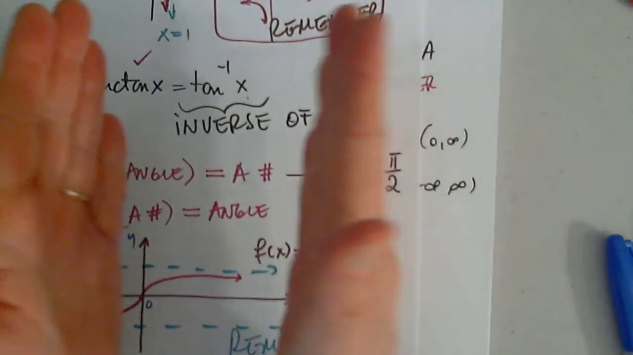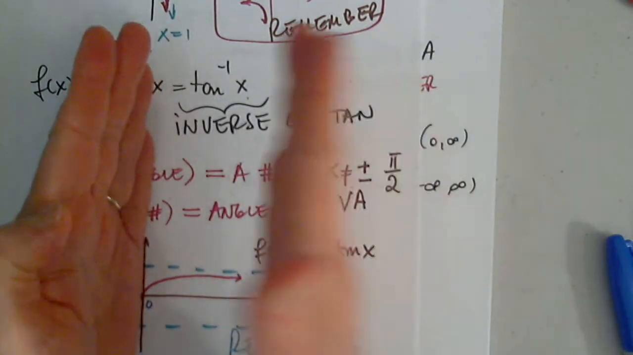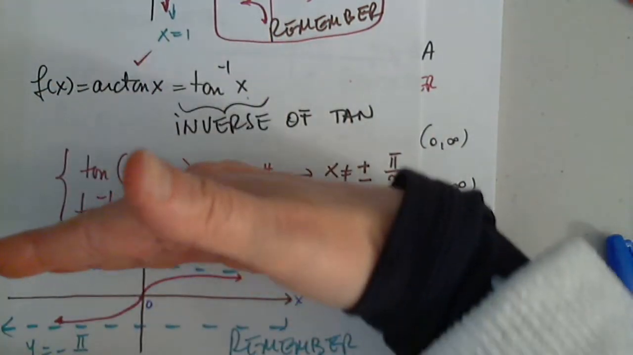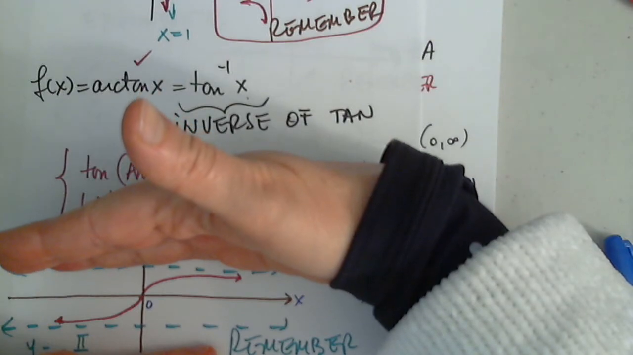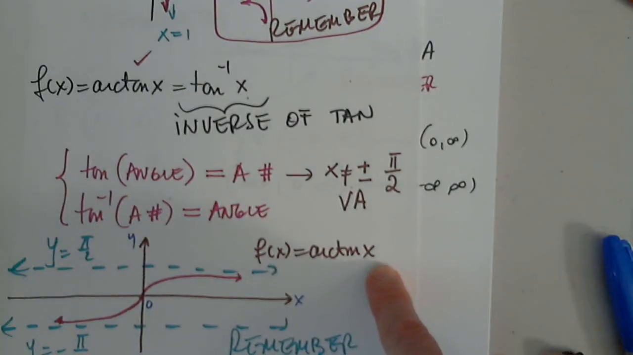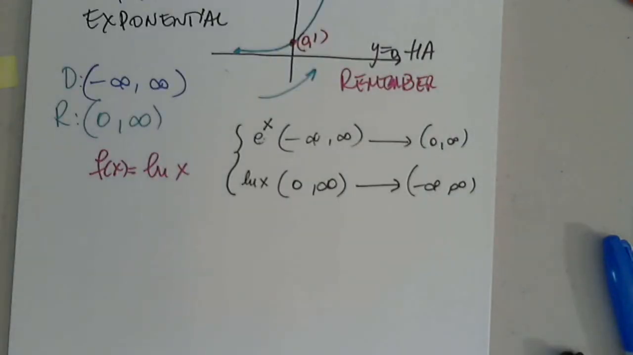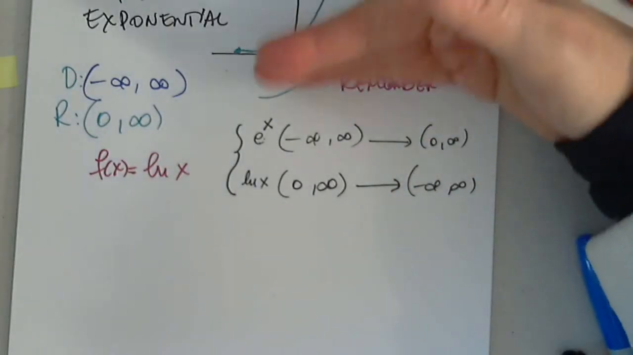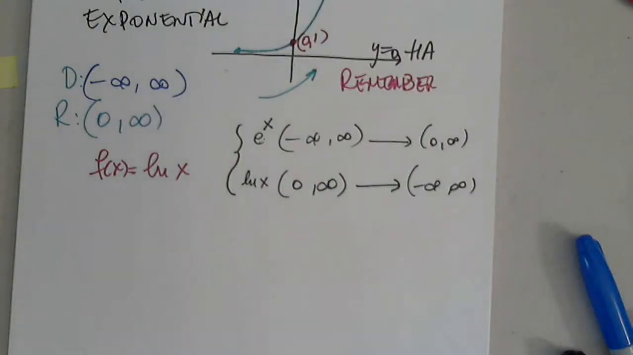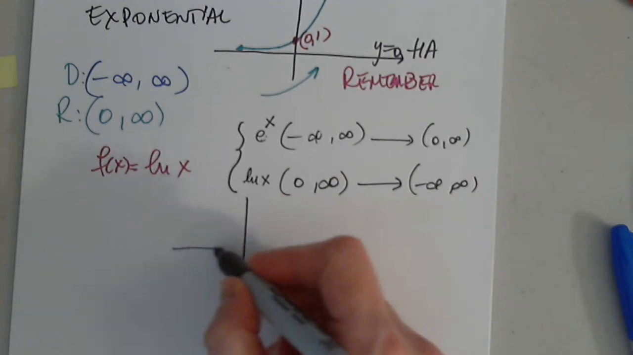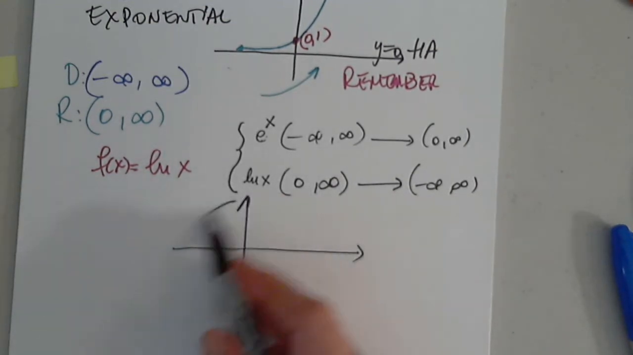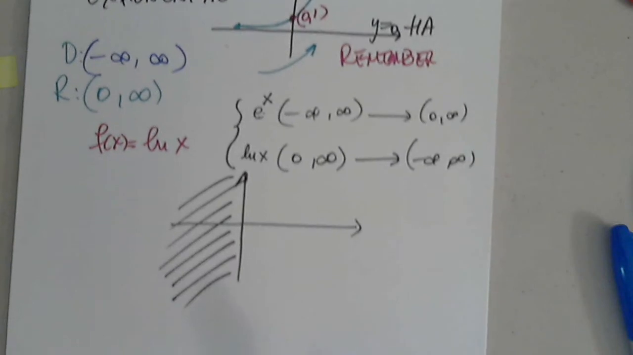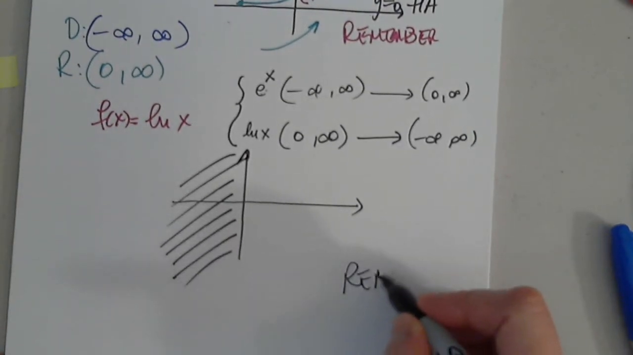If we said here the domain was between negative pi over 2 and pi over 2, then the range has to be between negative pi over 2 and pi over 2 for the inverse function. So therefore, the exponential is defined on all real numbers and has values on 0 to infinity, and natural log is defined on 0 to infinity. I'm making a point because this has to be remembered. Remember.